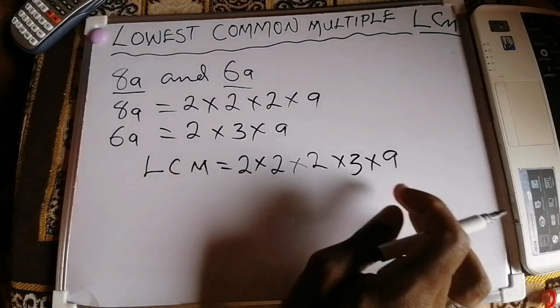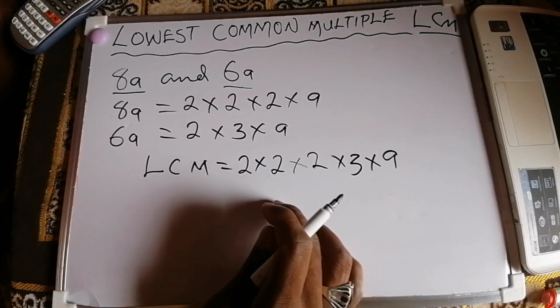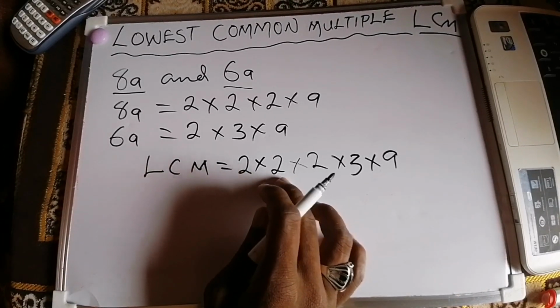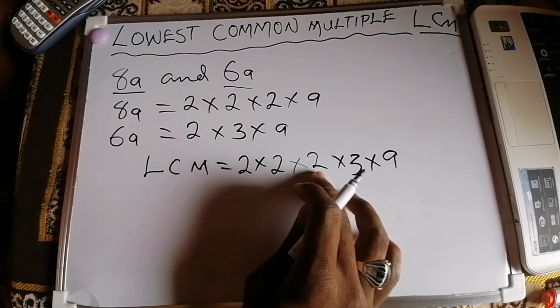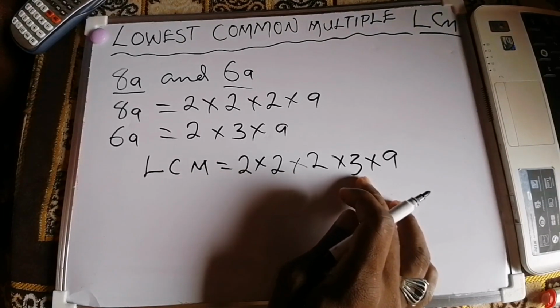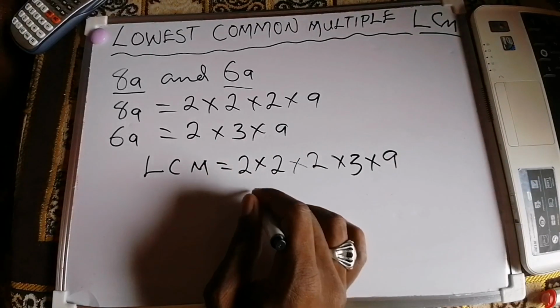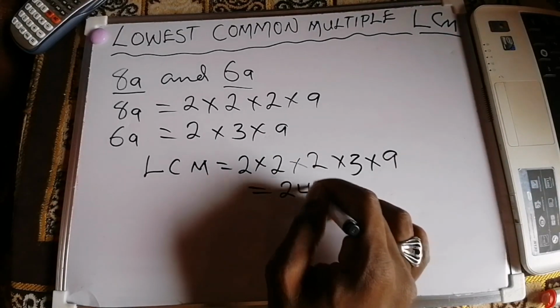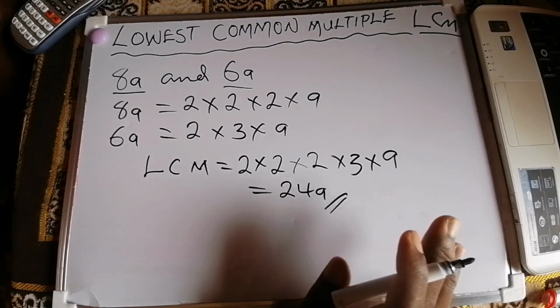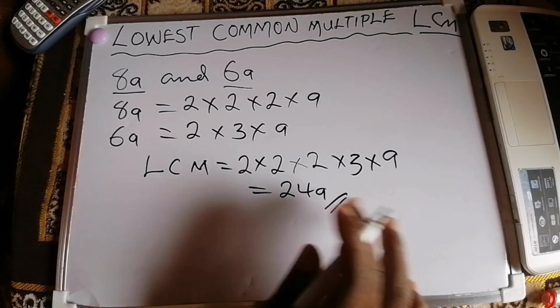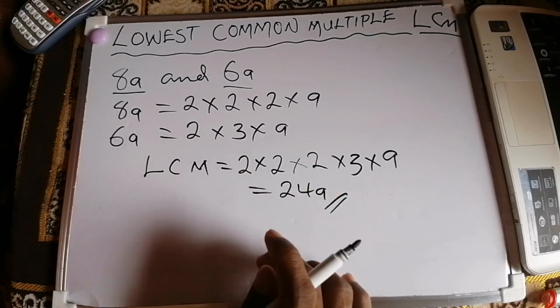So here is our LCM. Therefore 2 times 2 equals 4, 4 times 2 equals 8, 8 times 3 equals 24. So 24a. So our LCM equals 24a. This is our final answer, and a simpler way to get the LCM of a particular number.